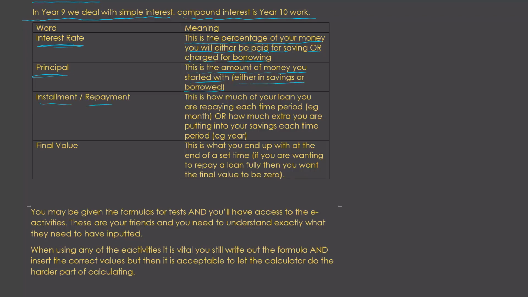The installment or repayment. This is how much of your loan you are repaying each time period, e.g. per month, or how much extra you are putting into your savings each time period, e.g. per year. The final value. This is what you end up with at the end of a set time. If you are wanting to repay a loan fully, then you want the final value to be 0. In other words, you then owe the bank no money.